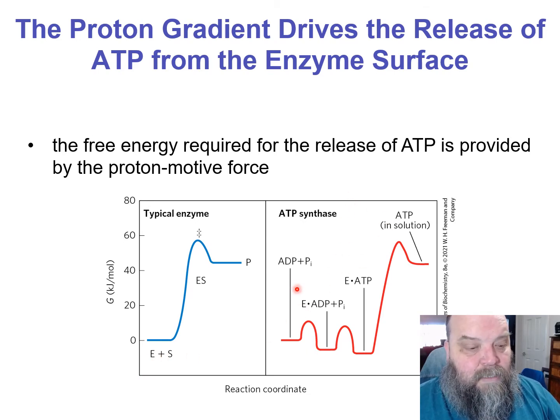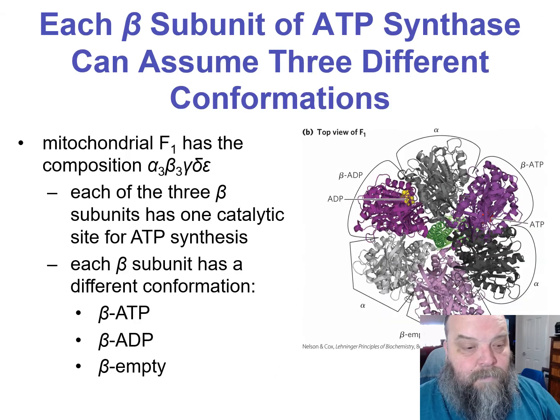Well, with ATP synthase, ADP plus phosphate, enzyme ADP, enzyme ATP, ATP released. So you notice it goes down, down, and then you get this really big hump in the release there. Overcoming this activation energy state needed, that's where the hydrogens flowing through come into play.